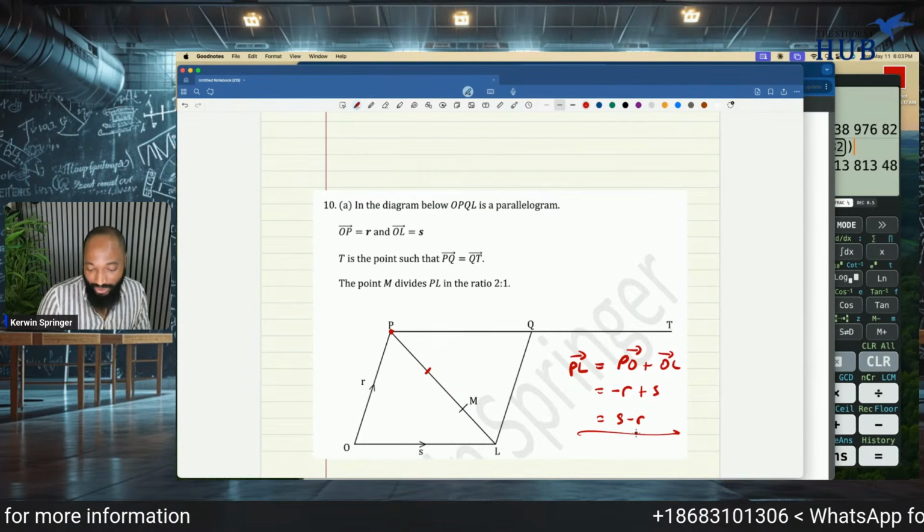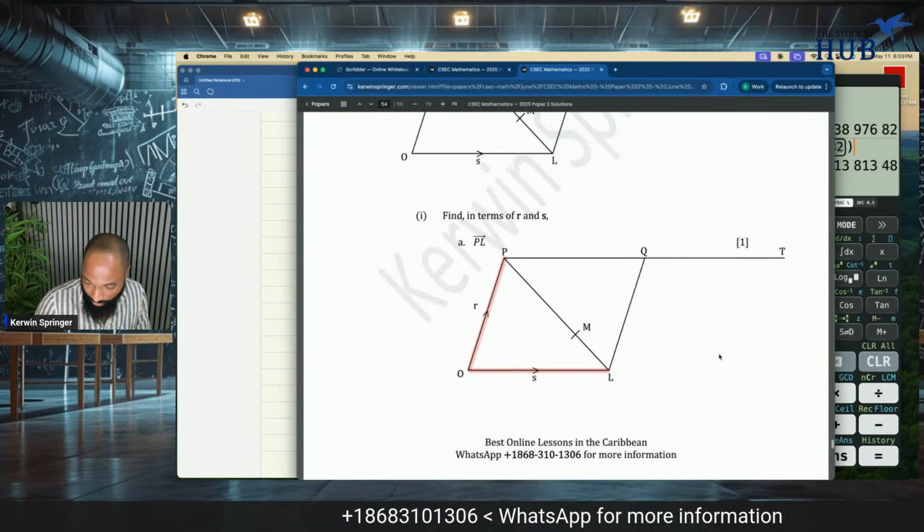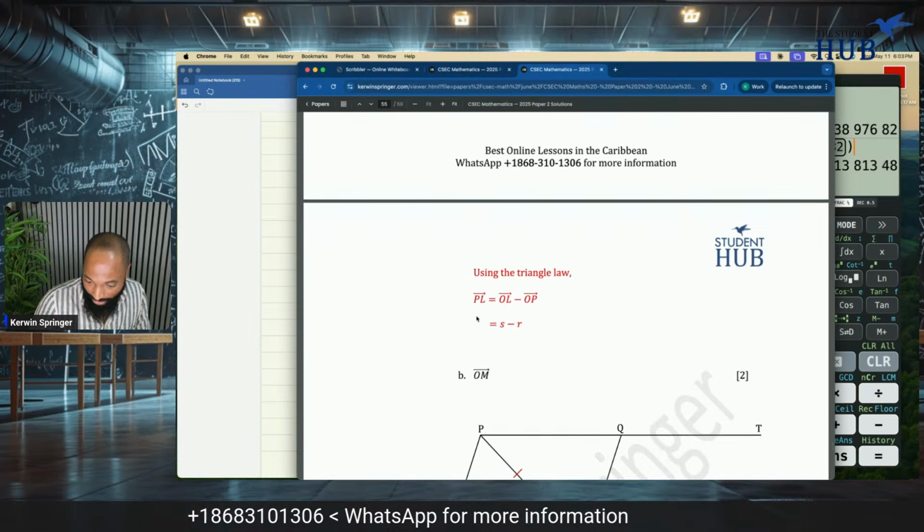So S minus R. That's PL. Let's go to the next one. S minus R. It's right there.